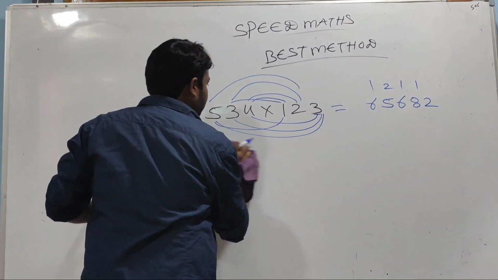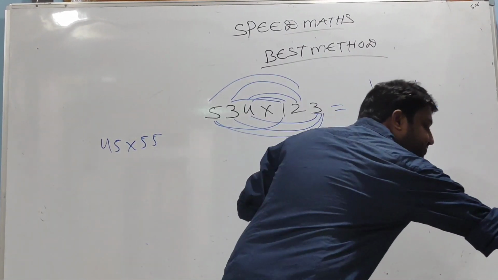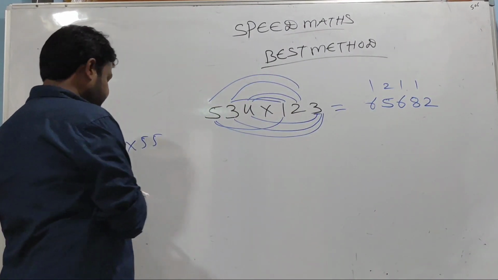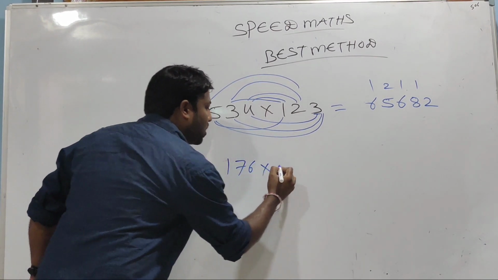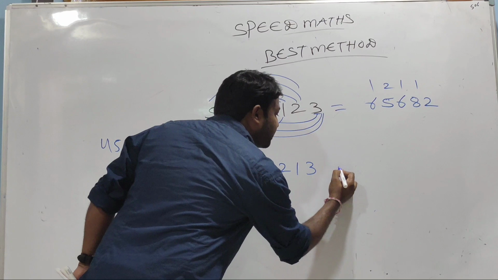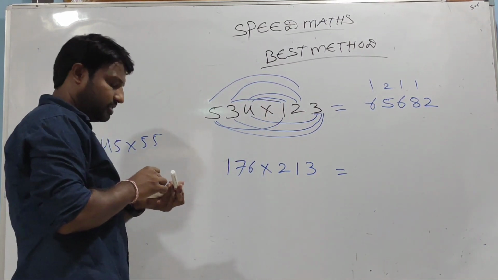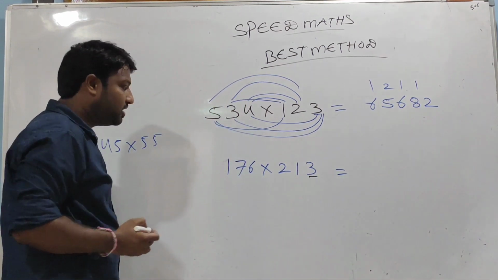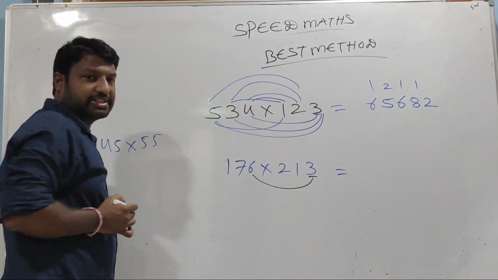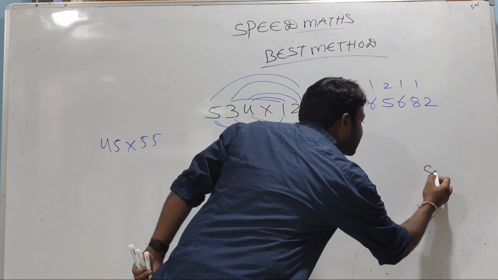Now see, I will take one more example. Let us say I am multiplying 176 into 230. Okay, so what I will do, I will start from here. I will multiply these two numbers. 6 3s are 18. So I will write 8 here and carry 1.